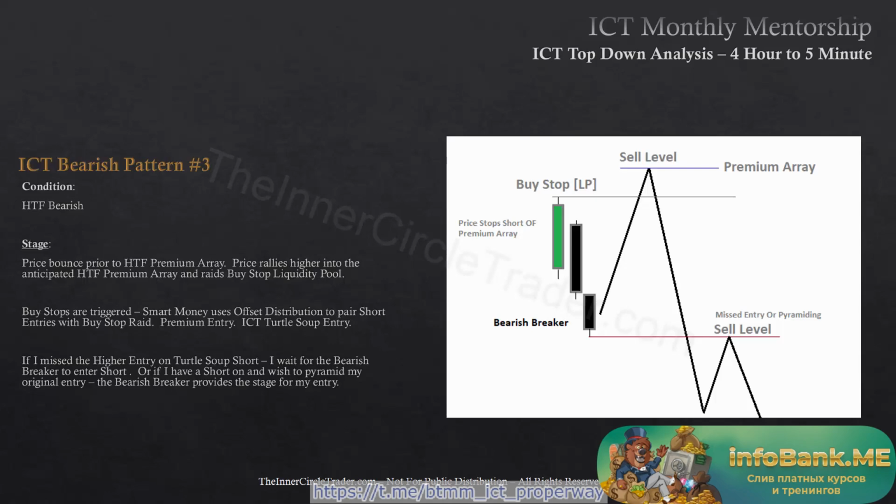Once the breaker is traded back up to, I can look to sell short there because my confidence level is very strong, because the breaker has done its job. It ran the buy stops, and price will not want to give it an opportunity to go back up to that level. And don't think at this moment there's going to be an optimal trade entry near where it says the sell level, the higher premium array.